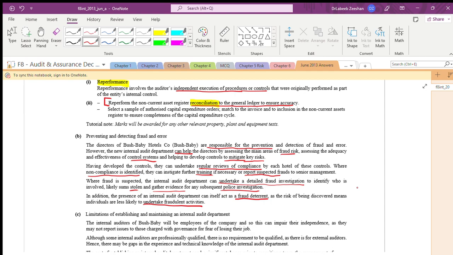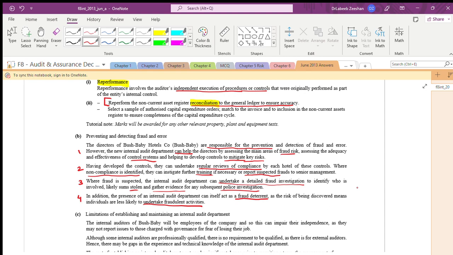What are the four different points? They are asking for 3 marks. First, it is the directors who are responsible for the prevention and detection of fraud. The internal audit department only helps them, helping the directors in the main areas of fraud and the effectiveness of the control systems, so that they can mitigate the risk.